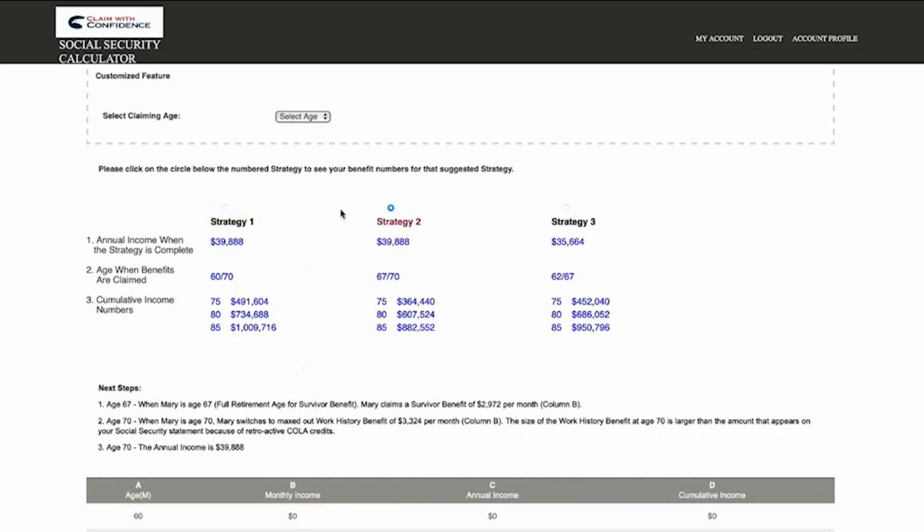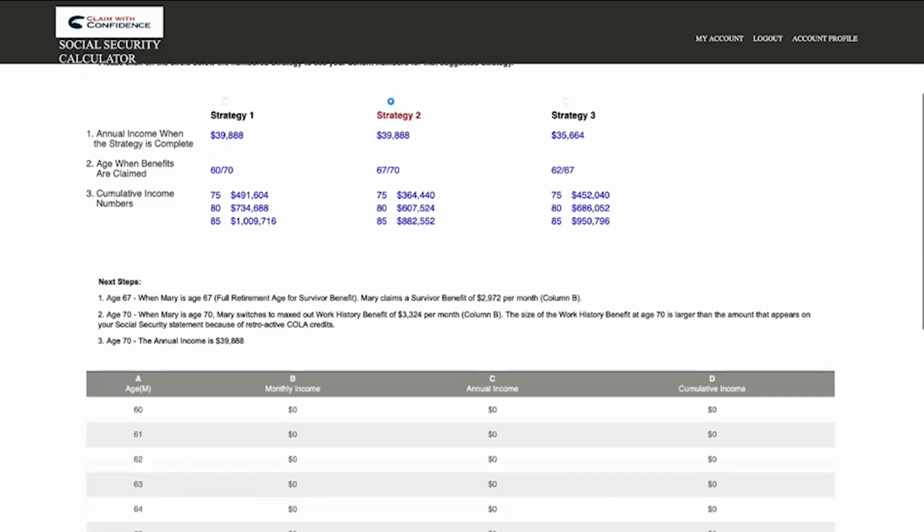Then we look at strategy 2. And with strategy 2, Mary waits until her full retirement age of 67 to claim the survivor benefit. And because she waited till her full retirement age, and with a little bit of inflation, her survivor benefit at age 67 is increased to $2,972. Now, once you reach your full retirement age, you're no longer subjected to the earnings test.